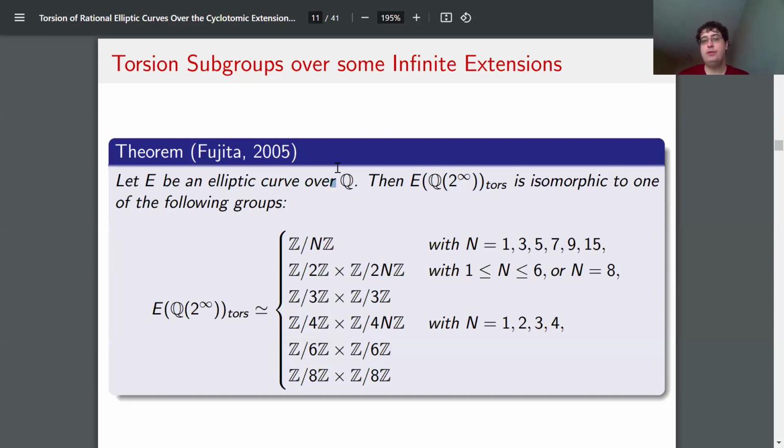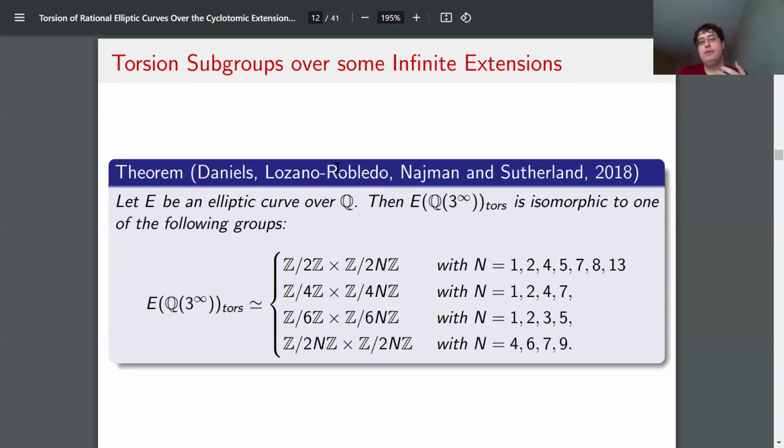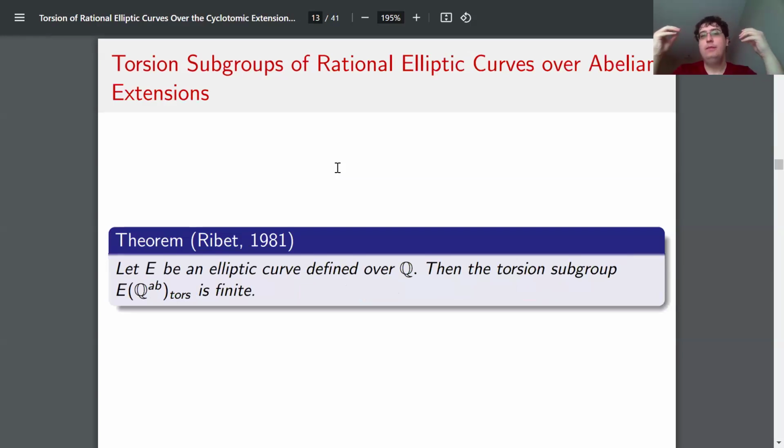So Fujita's results do this when the field is the compositum of all quadratic fields. A similar result is due to other authors. They do the same where the field is the compositum of all cubic fields. So sometimes it's possible. The fields we will be dealing with, the general problem, is abelian Galois extensions, so Galois extensions with abelian Galois group. So it is a very large problem.